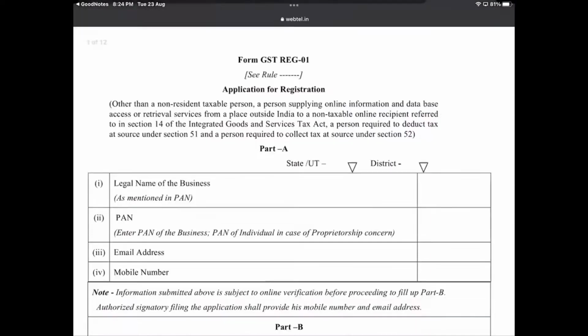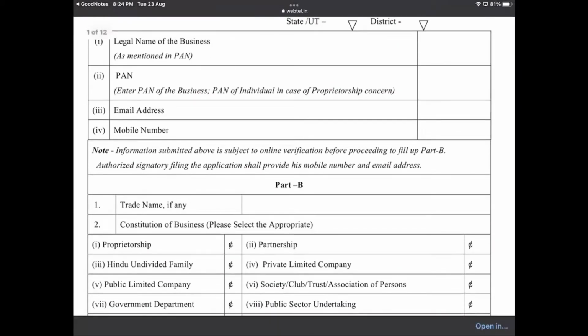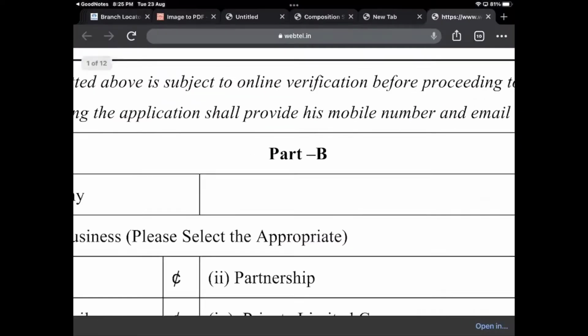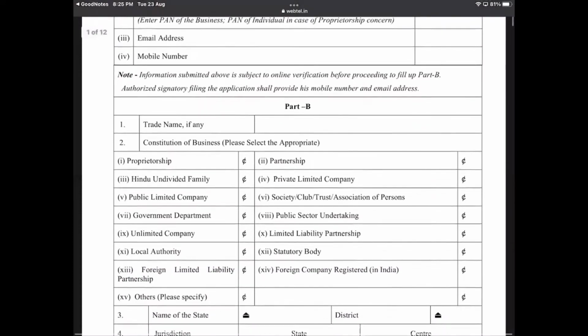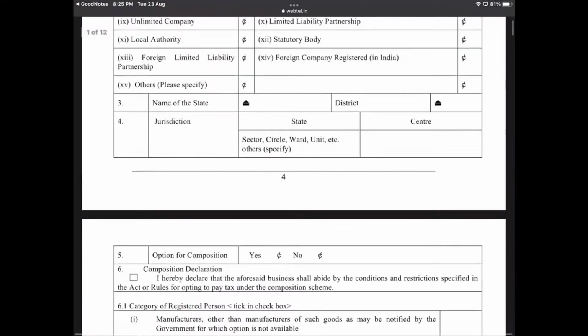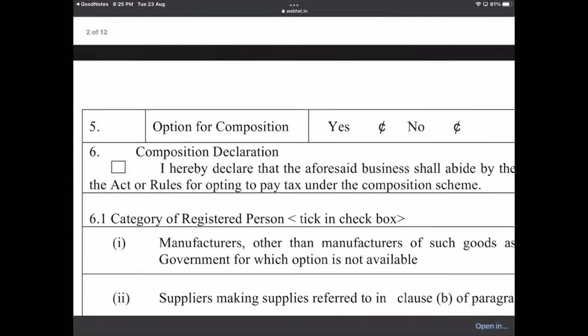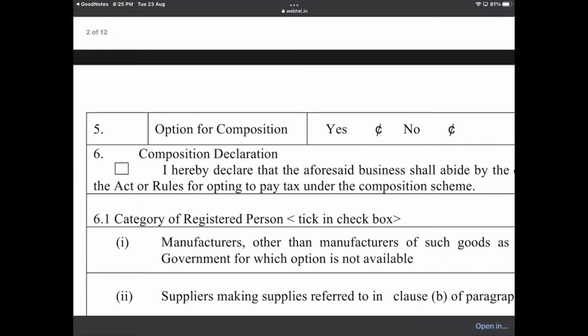So see here, this is Part B. Now in Part B only there is an option. Where is the option? See option number 5: opting for composition scheme, yes or no? Correct. The option is there in the registration form itself.